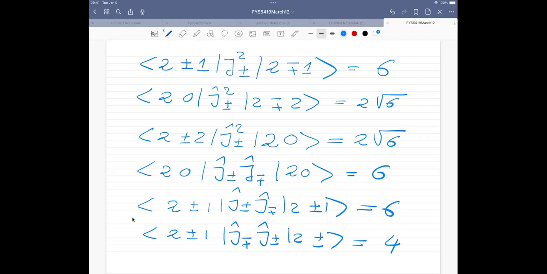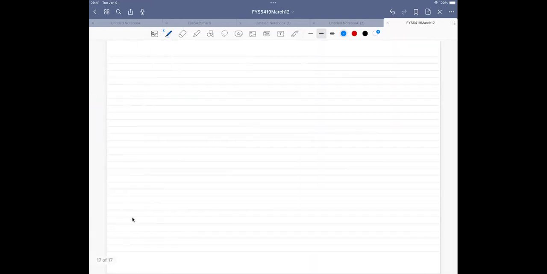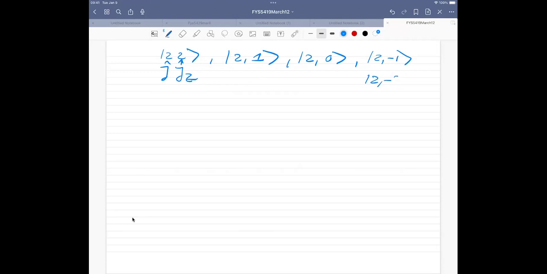So the states which we have would then be given by 2, 2. So this is the value of J, and this is the value of Jz. And then we have 2 plus 1. We have 2, 0. And then we have 2 minus 1. And finally, we have 2 minus 2. So that means that the states which I'm going to use to set up the Hamiltonian matrix will be a set of 5 states. So my matrix is going to be a 5 by 5 matrix.